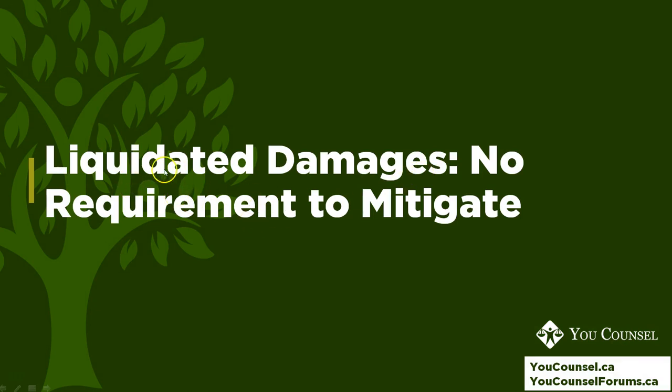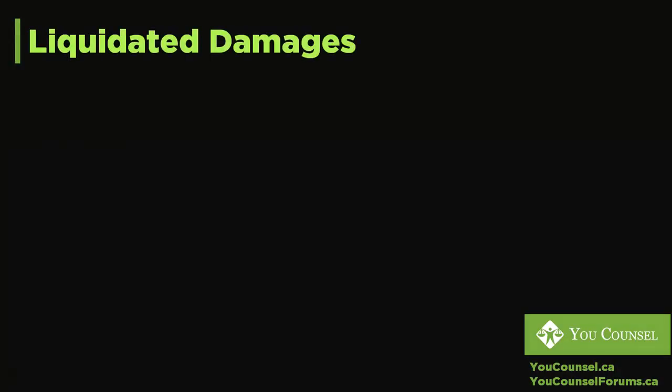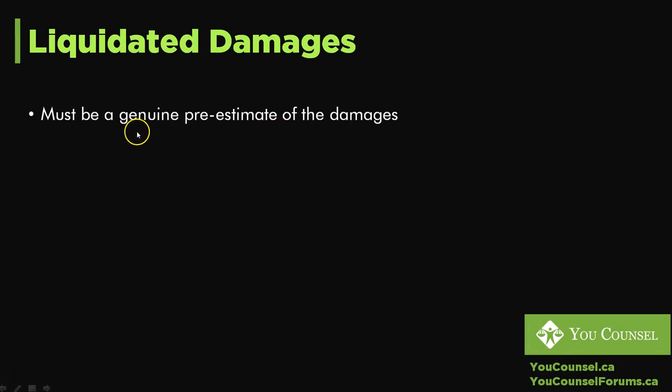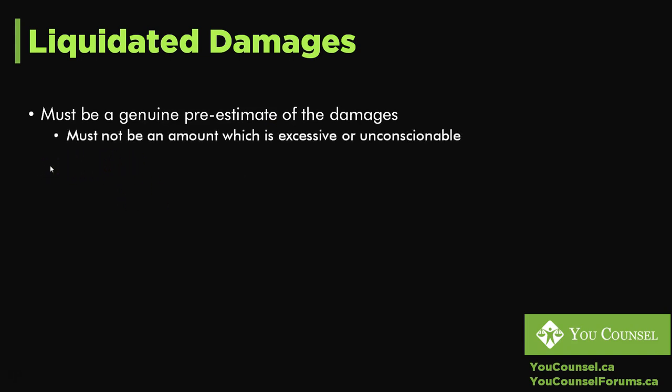The lessor can have a clause in the lease agreement, which is a liquidated damages clause, and which allows the lessor not to mitigate the damages. So if you have a liquidated damages clause in your lease agreement, the lessor may not have the obligation to mitigate its damages. So what is this liquidated damages clause? A liquidated damages clause is a genuine pre-estimate of the damages, right? The court says that it must not be an amount which is excessive or unconscionable. So it has to be a genuine pre-estimate.